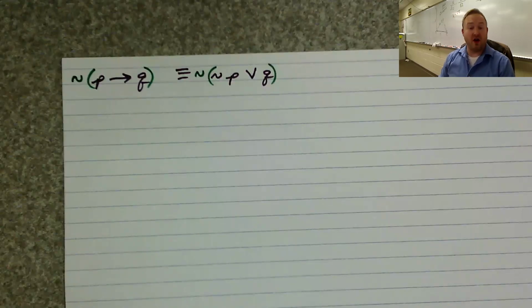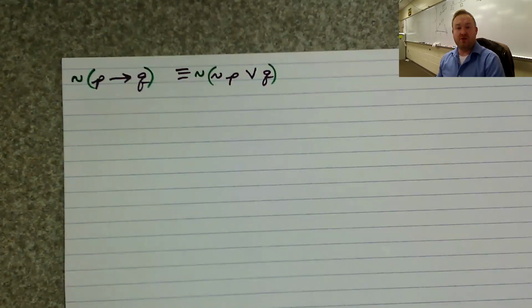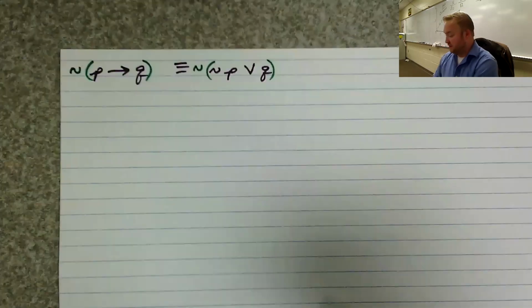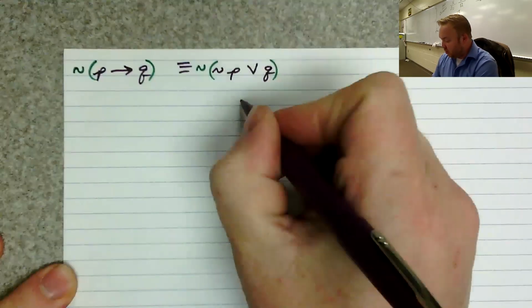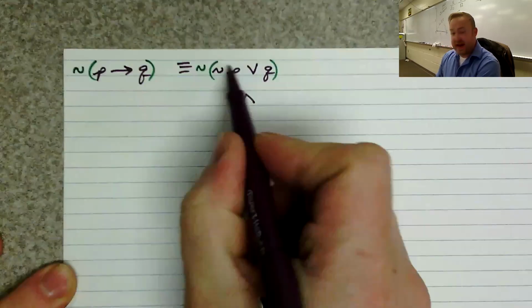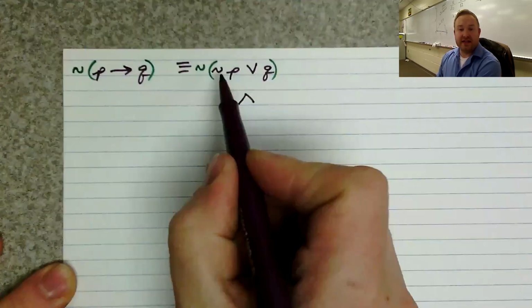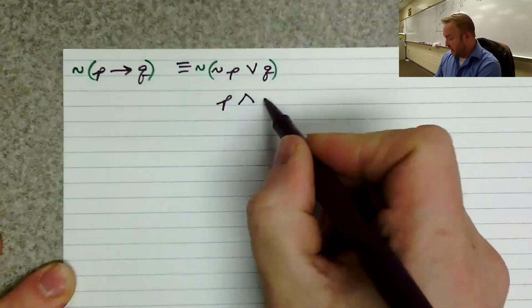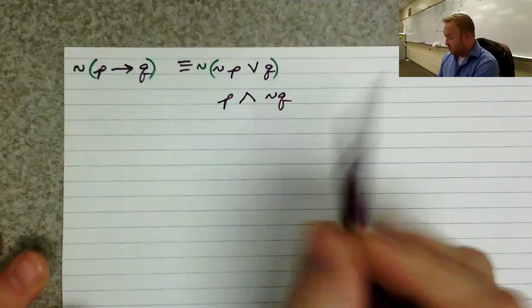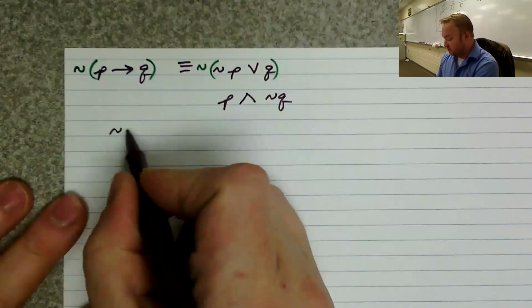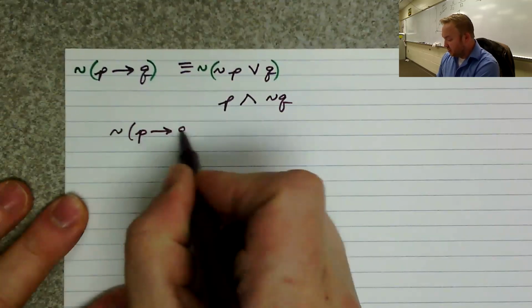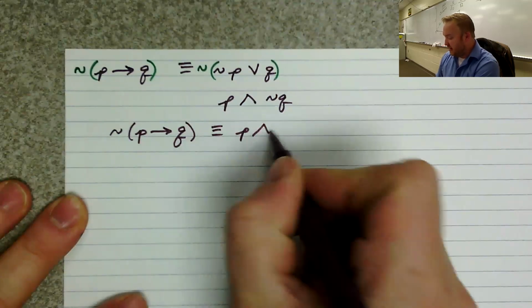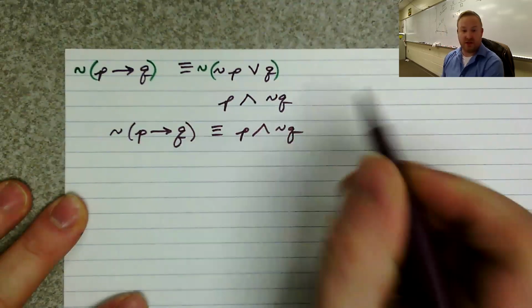Now, De Morgan's laws told us that when you negate a conjunction or a disjunction, that's actually pretty easy. You're just going to change the or to an and, then negate each part. So this not P gets negated and now it's P, and then the Q gets negated and it's not Q. So the negation of a conditional statement is the same as P and not Q.